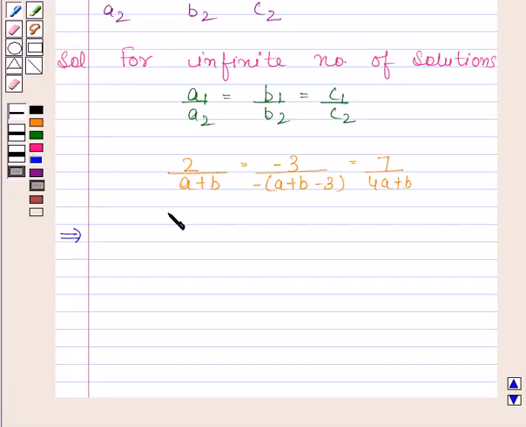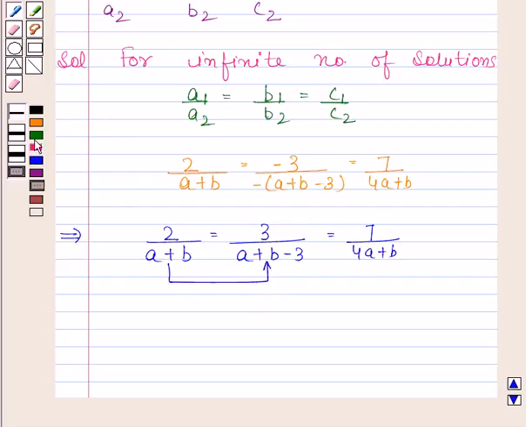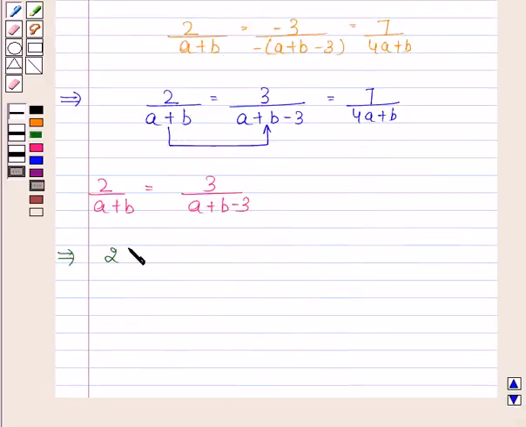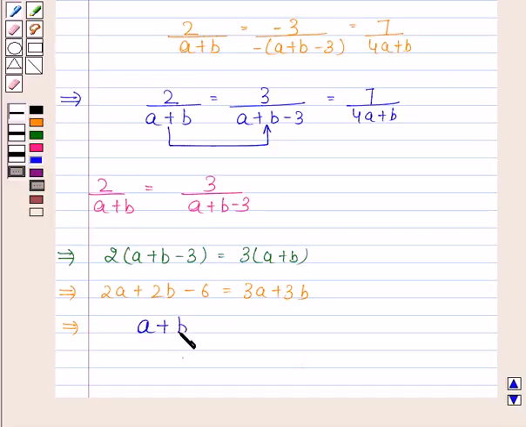Now this implies 2 by a plus b is equal to 3 by a plus b minus 3 is equal to 7 by 4a plus b. Now let us first consider these two. Now we have 2 by a plus b equals 3 by a plus b minus 3. This implies 2 times a plus b minus 3 is equal to 3 times a plus b. This implies 2a plus 2b minus 6 is equal to 3a plus 3b. And this implies a plus b is equal to minus 6.